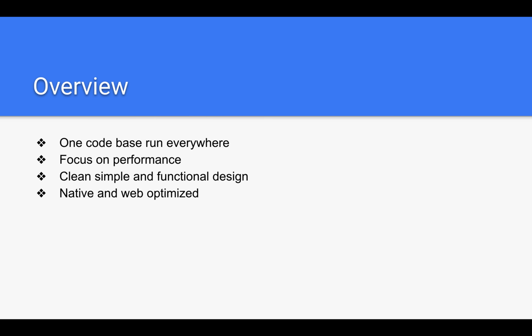So overview means basically why we have to use the Ionic framework. When it comes to the overview, the first one is one code base run everywhere. So this Ionic framework is the only mobile stack that enables web developers to build applications. Okay, it has a single code base that can work on different platforms. Okay, so next one is focus on performance. Ionic framework is built to perform and behave great on the latest mobile devices.